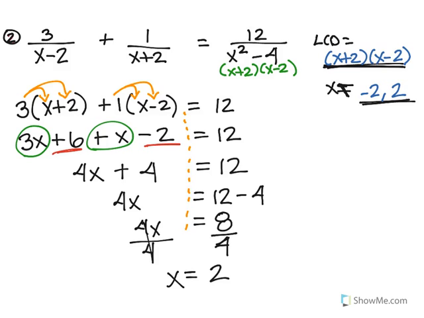Yeah, 2 is a restriction. I like that. That means it can't work. So what's your answer? Good. No solution, or contradiction. Very good.